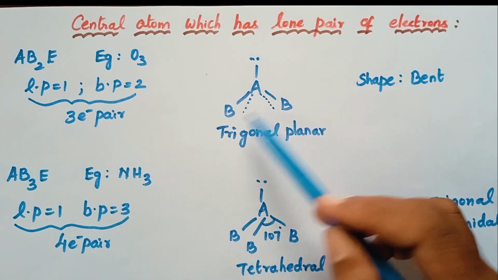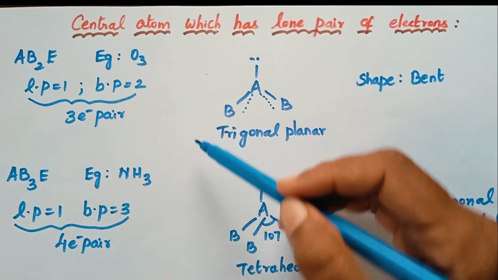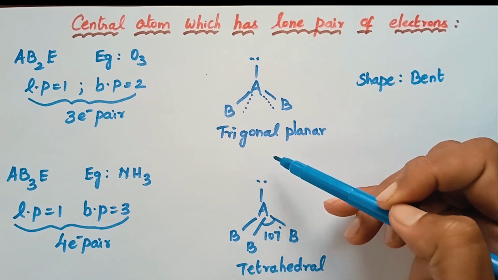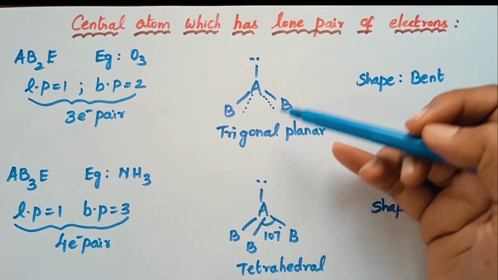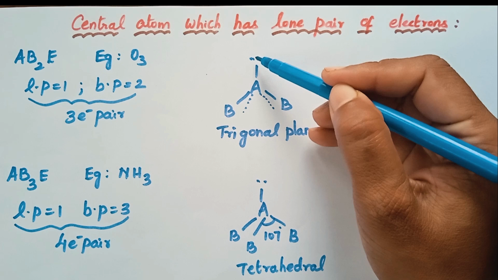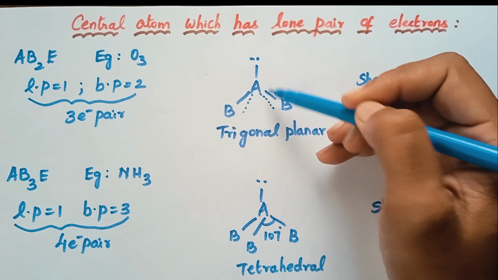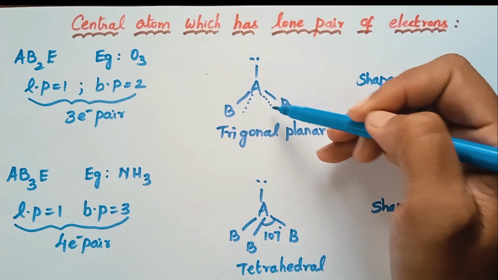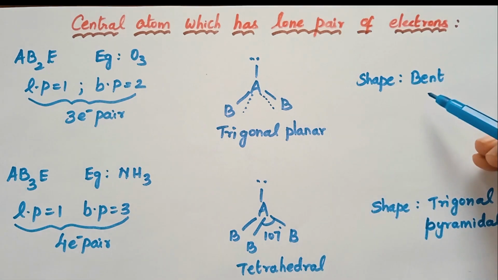So it forms a trigonal planar shape. Actually the arrangement of electrons will be in trigonal planar shape. Because there will be a repulsion between the lone pair and the bond pair, the shape of the molecule bends downwards. Because of that, it forms a bent shape.